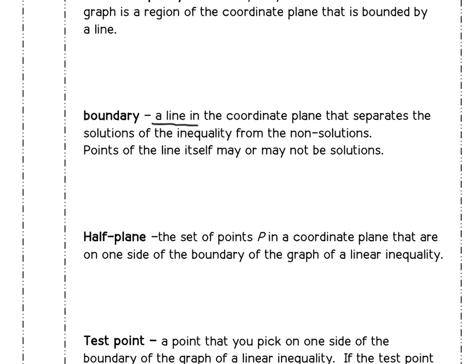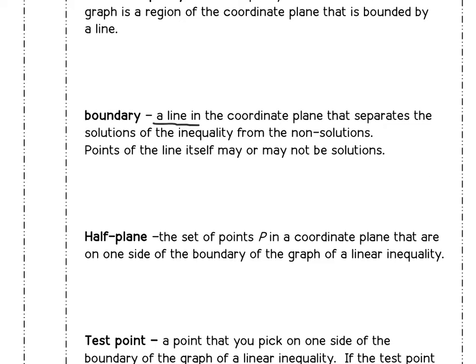Now, this goes back as well, I think possibly to Algebra 1. But if I were to have a greater than or a less than, that would be a dotted line boundary. And if it's greater than or equal to or less than or equal to, that would be a solid line. And those are both boundaries. So that we will again talk about as we do it.